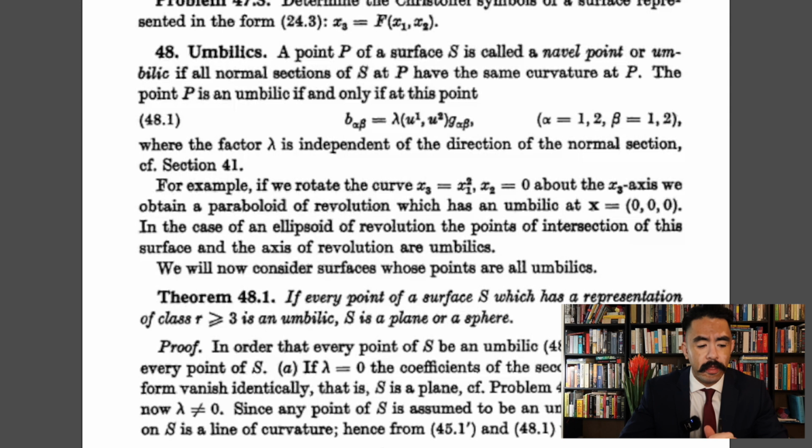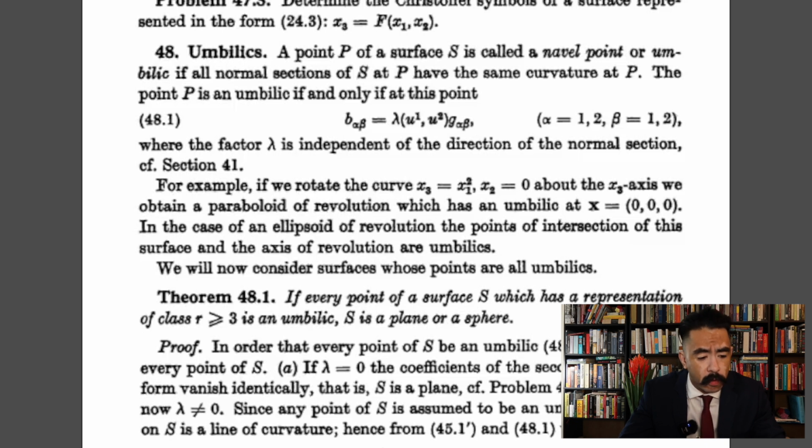We are now in the final section for chapter 4, section 48, umbilics. A point P of the surface S is called a navel point, or umbilic, if all normal sections of S at P have the same curvature at P. The point P is an umbilic if and only if, at this point, B_{αβ} = λ(u1, u2) times G_{αβ}, where α can be 1 or 2 and β can be 1 or 2, where this factor λ is independent of the direction of the normal section, for which refer back to section 41.